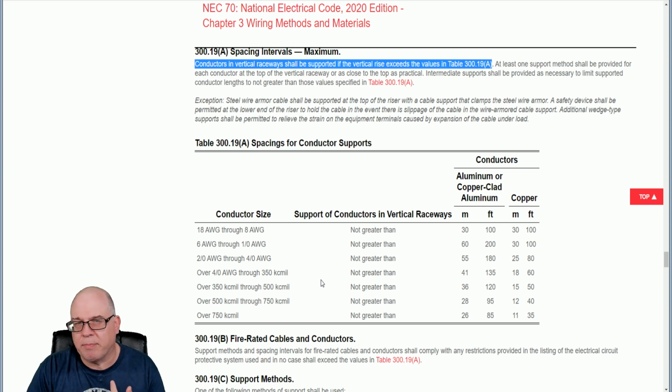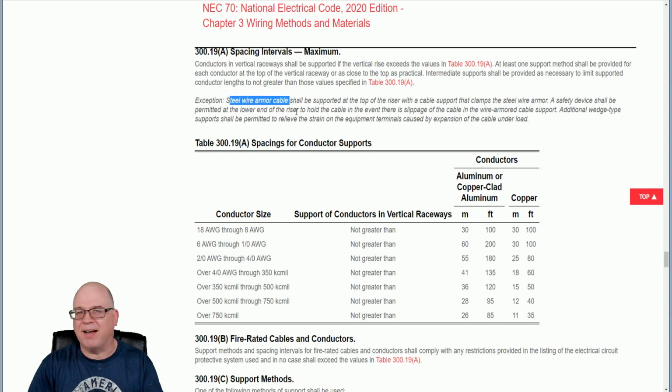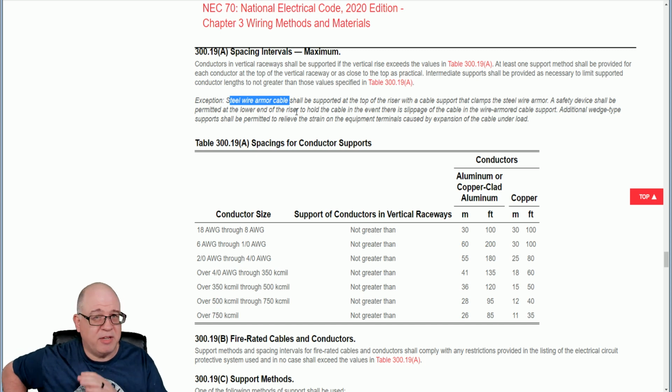Now, remember I told you something about MC cable? You'll see an exception here that says steel wire armored cable. That is not MC cable, okay? This rule doesn't apply to MC cable, but I'm going to tell you what. Google steel wire armored cable. It might look very similar, but that has a steel wire supporting system, and the connectors that connect to the boxes are designed to connect onto that steel wire and to support that assembly. Not the same as an MC cable.